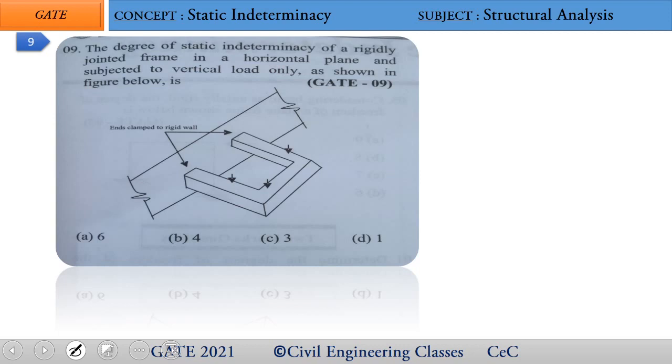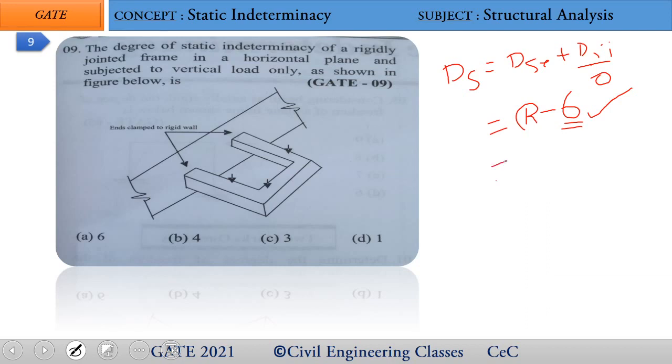This is nothing but a 3-dimensional beam. So for a 3-dimensional beam, what is the formula of the static indeterminacy? External plus internal. Internal is anyway 0 for beams, and external here is not r minus 3, it is r minus 6. Because for an external 3-dimensional structure, there are a total of 6 equilibrium equations: sigma Fx equal to 0, sigma Fy equal to 0, sigma Fz equal to 0. Similarly, sum of the moments about x, y and z is equal to 0.